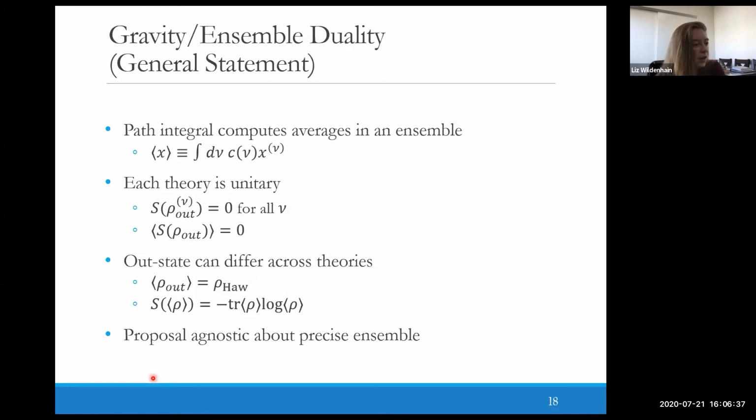And just a comment that the proposal doesn't say what the ensemble is exactly. It's just stating that there is an ensemble. So what the ensemble exactly is still open for debate and doesn't affect this particular proposal.